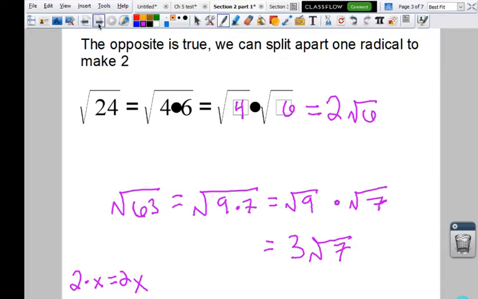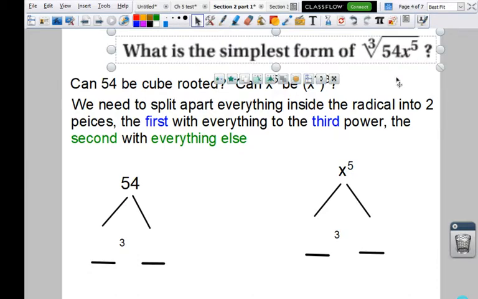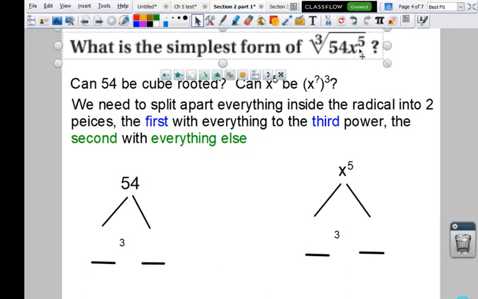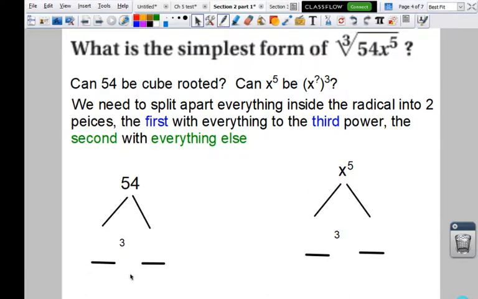So the reason we're doing this is because I'm going to simplify the cube root of 54x to the 5th as much as possible. So let's take a look at this. If I'm going to look at 54, can I cube root 54 and get a number without decimals? Yes. All right, what is it? Type it in, James. What's the cube root of 54?